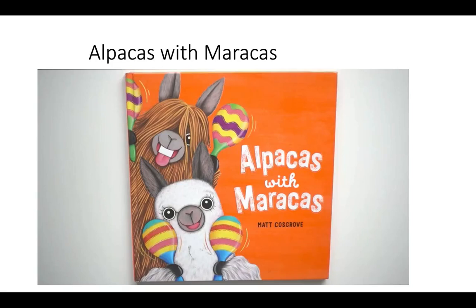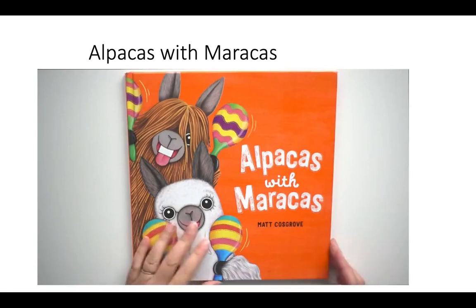And then we can sort of contextualize our mathematics by, and we're going to use this book because I think it was a book that was used across Australia for National Reading Week last year, Alpacas with Maracas. Alpacas with Maracas by Matt Cosgrove.